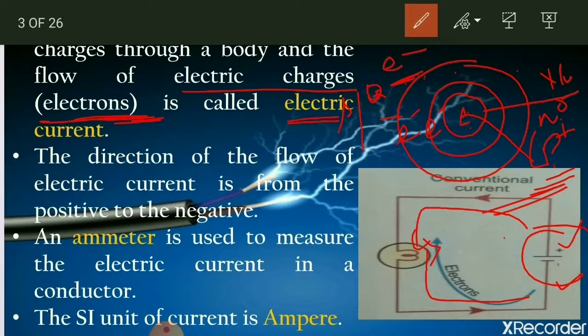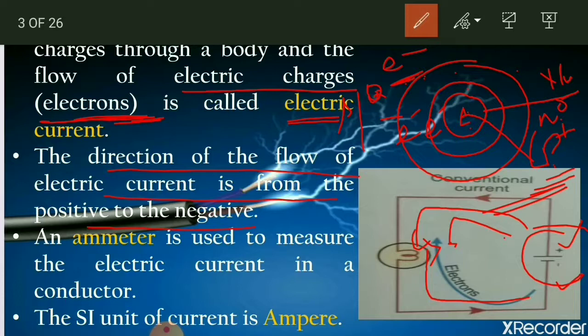Now, the direction of the flow of electric current is from the positive to the negative side, while electrons move from negative to positive side. So obviously the direction of the flow of electric current will be opposite to the direction of flow of electrons, that is, electric current will move from positive to negative direction.